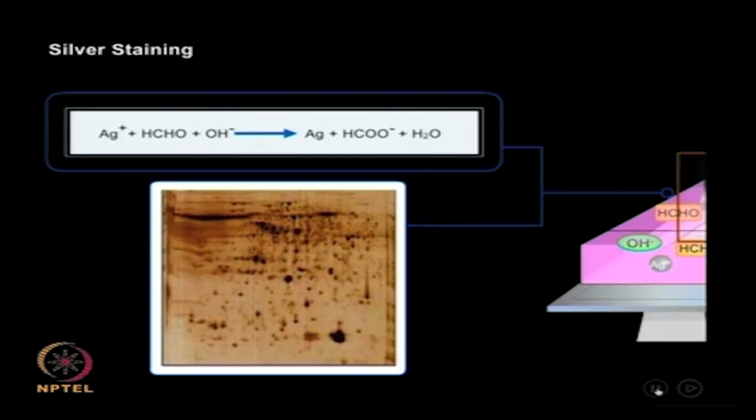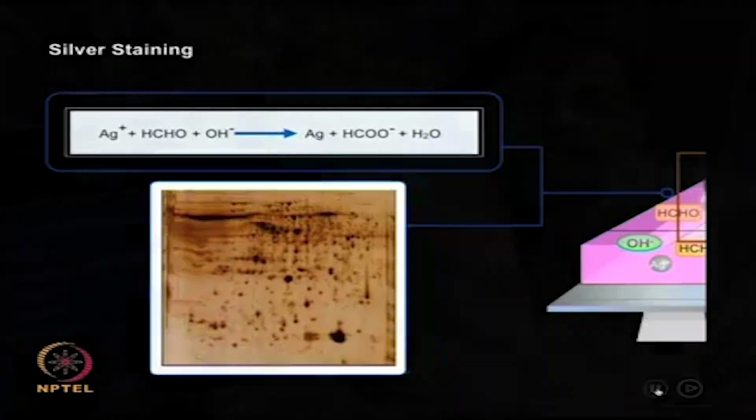Finally, the gel can be viewed as dark bands or dark spots against a light background. As you can see in this 2D gel image, the spots having the dark background are stained with silver stain.